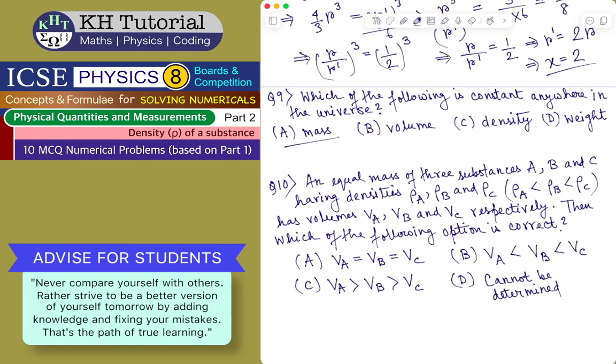So definitely volume, density, and weight will also change, because weight is nothing but mass into acceleration due to gravity, g, and g varies from the surface of the earth. The value of g is maximum at the surface of the earth, and if you go closer towards the center of the earth, then the value of g will be less. Also, if you go above the earth's surface at high altitudes, the value of g will be less.